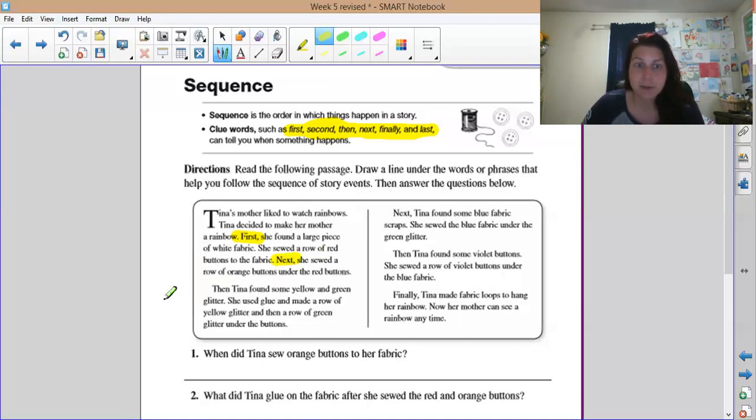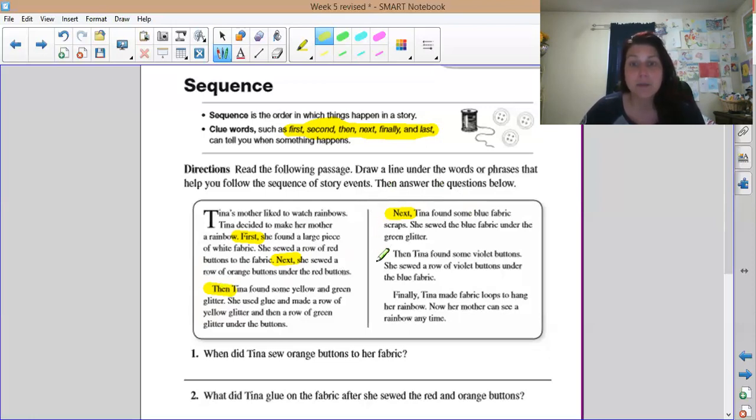Another sight word. Grab it while you see it. Then Tina found some yellow and green glitter. She used glue and made a row of yellow glitter and then a row of green glitter under the buttons. Okay, top of here on the right-hand side. Next, Tina found some blue fabric scraps. Get your transition word there, sequence word. She sewed the blue fabric under the green glitter.